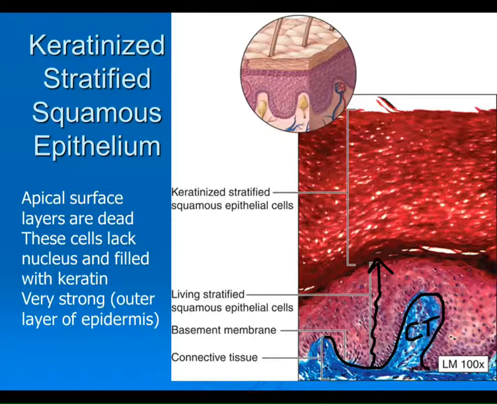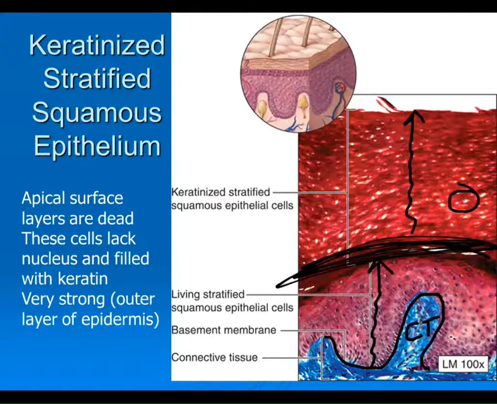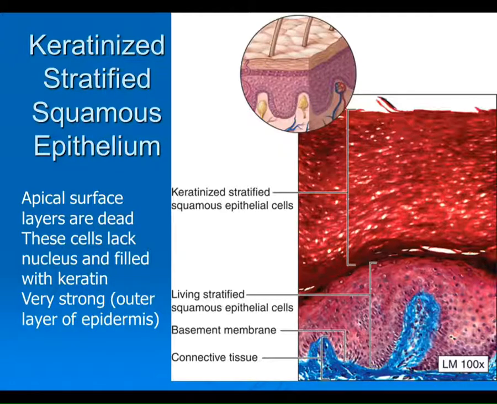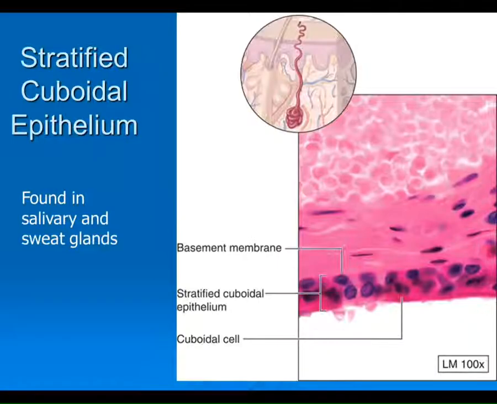About halfway up, you see a dramatic change in their look. And about here, they begin to undergo apoptosis. And from that point up, they are dead cells. Those little spaces you're seeing are basically gaps. A lack of nuclei. You see no dark nuclei at the surface. And these cells filled up with a protein called keratin, which creates a very strong waterproofing type outer layer in our skin. So we did see those two types of stratified epithelium.